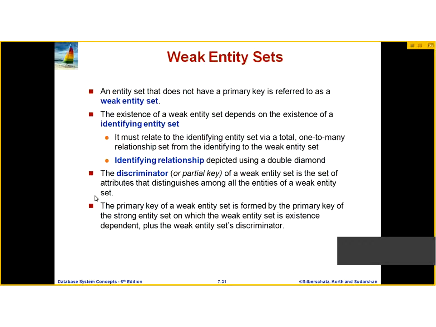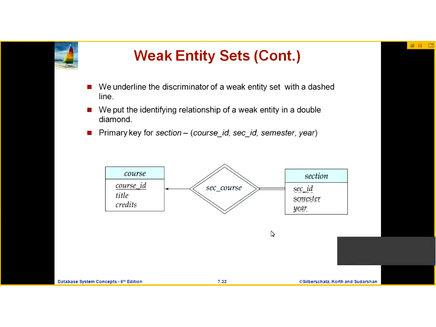The partial key of a weak entity set is the set of attributes that distinguishes among all the entities of a weak entity set. The primary key of the weak entity set is formed by the primary key of the strong entity set on which the weak entity set depends, plus the partial key. So let's see the example.